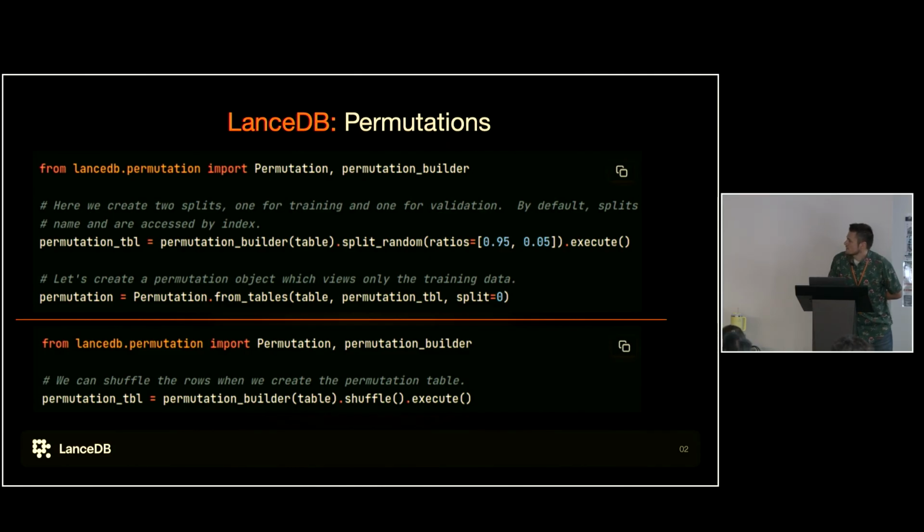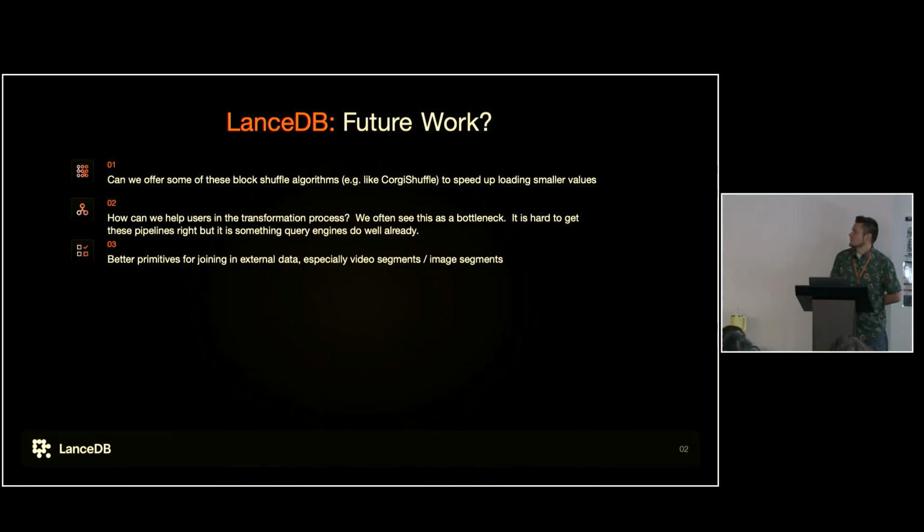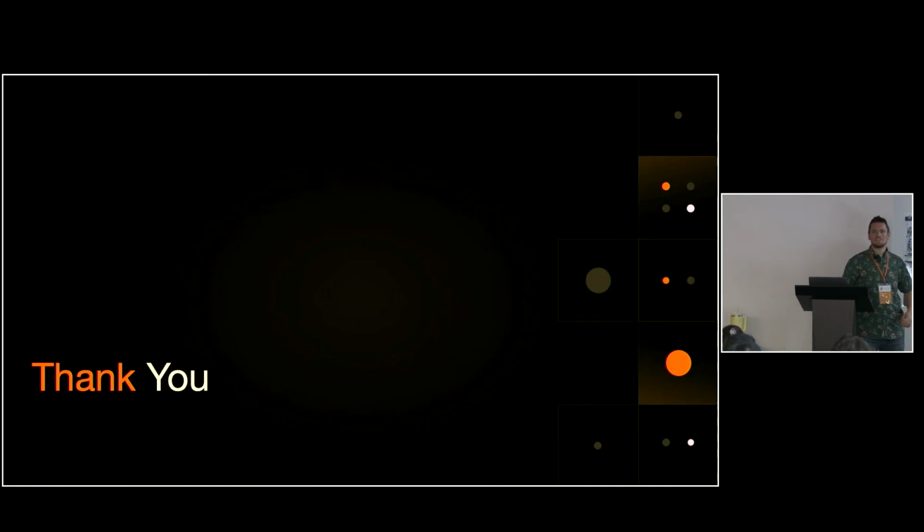All right, so we are starting to implement some of these things in LanceDB. Now, these are the last 2 slides where I have my LanceDB hat on. We've got permutations here, so just an easy way to configure a permutation, and then an easy way to read that permutation in order so that you can do your data loading. And there are things that we're looking at in the future, which is maybe we can offer some of these shuffle algorithms. Maybe there's some way we can help with that transformation process. It looks a lot like a query engine. It's just another pipeline. So is there some way that you can fit that into your database? And then, just better ways to join external data. So, questions?